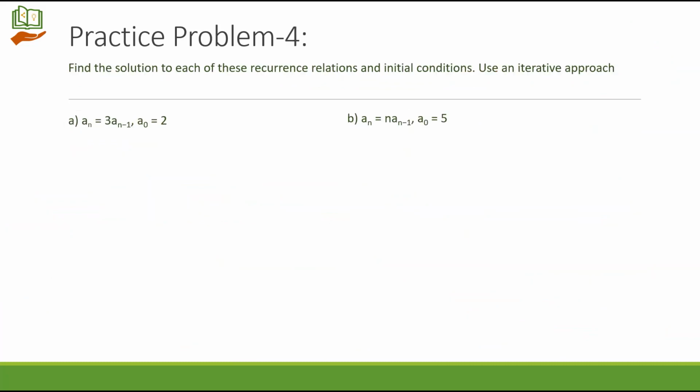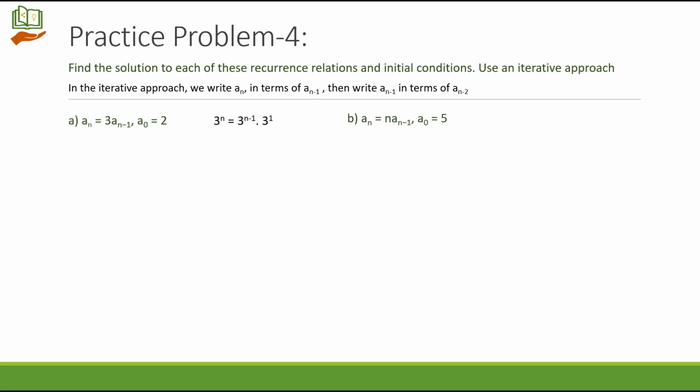Next problem. Find the solution to each of these recurrence relations and initial conditions. They have asked us to use an iterative approach. In the iterative approach, we have to write an in terms of an minus 1. An minus 1 should be written in the form of an minus 2. Let's start with a problem. An is equal to 3 into the previous term and the initial condition is given as 2.